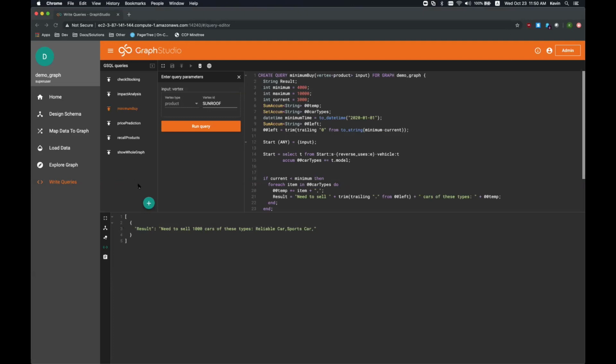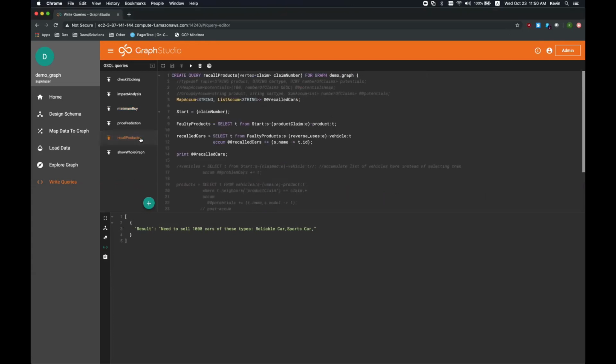And the second query we're going to look at is called recall products. What this query effectively does is take in a certain claim for any product or car and return a list of vehicles that use this part. With this, car manufacturers would be able to detect and probably send out recall letters to the owners of the specific cars. So let's just take one for example.